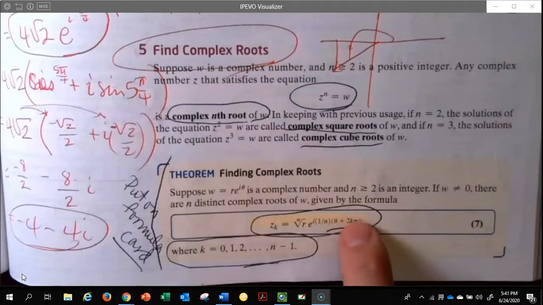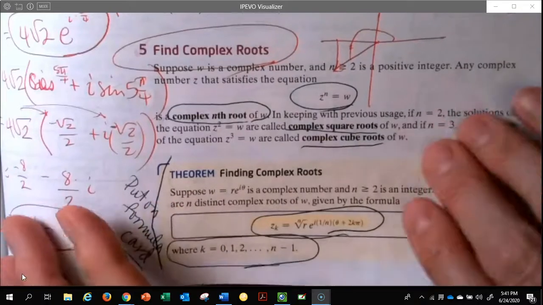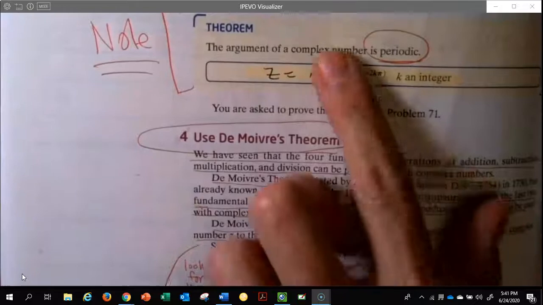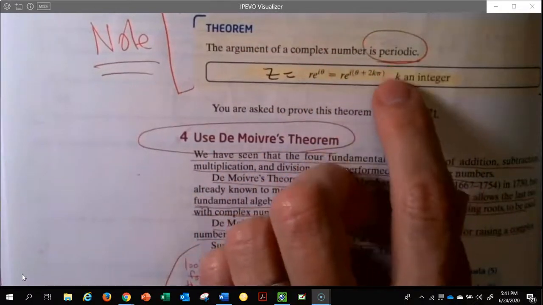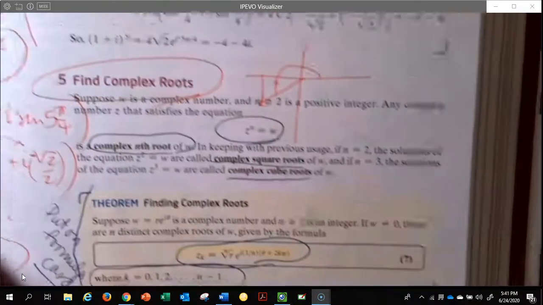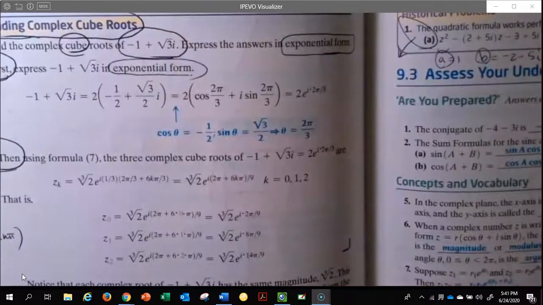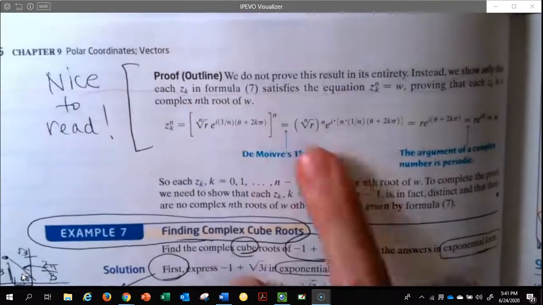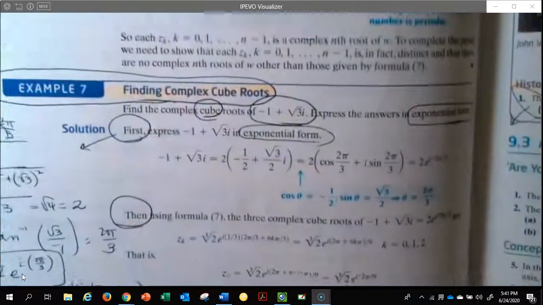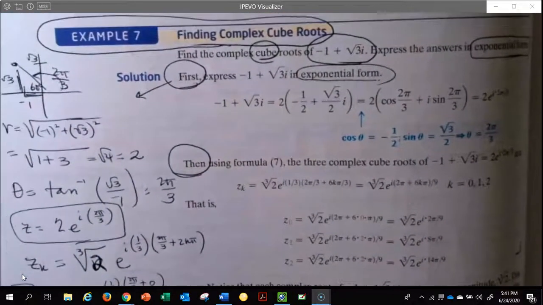plus, and then we got to catch all of the, and by the way, it did say, and I didn't point this out on another video, that here is a theorem that the argument is periodic. That brings in our 2k pi, and we'll use it here for finding complex roots. So there is an example, and by the way, at the top of page 606, this is really cool to read. Not going to take time. We are going to go on to example 7.